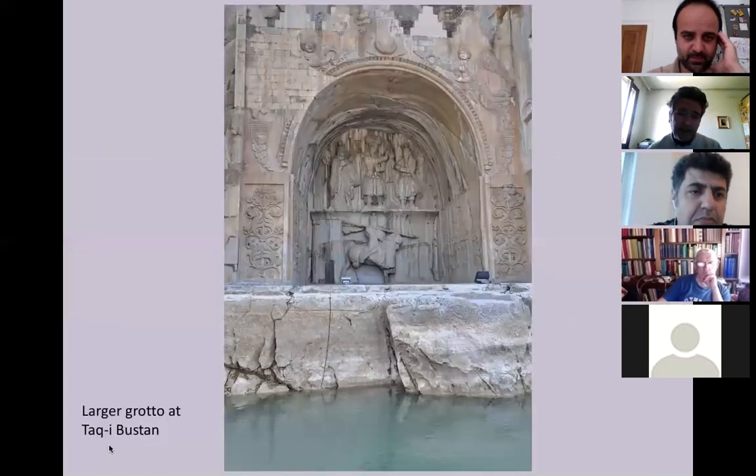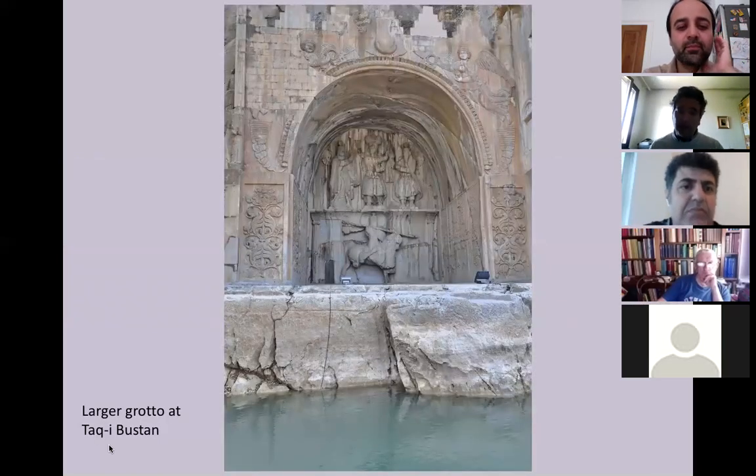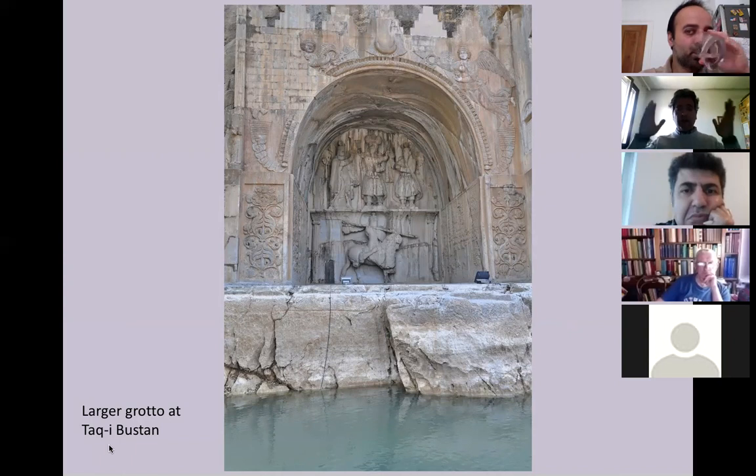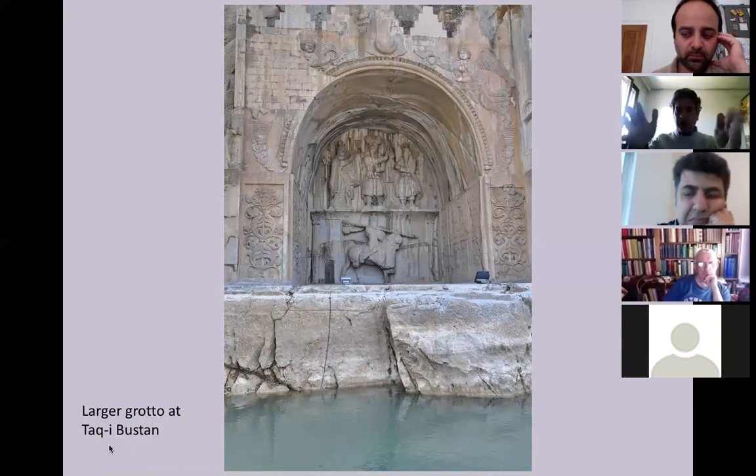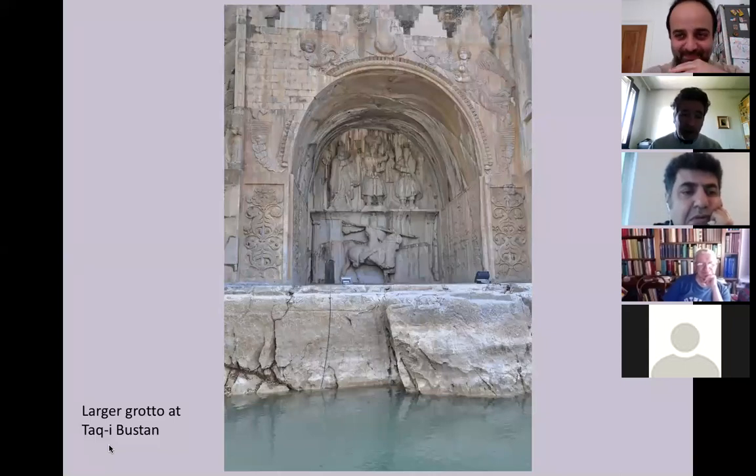Next slide, please. So this is how Taq-i Bustan is going to appear to you if you are going to visit this monument. And just in front of the larger cave, the bigger cave, you have this view. You see that it's impossible to see what you have on the two lateral panels. You just see what you have in front of you inside the grotto or outside as well. But if you wanted to see what is on the two sides, well, you have to enter, or you have to see my presentation, for example, because you don't have many other options.